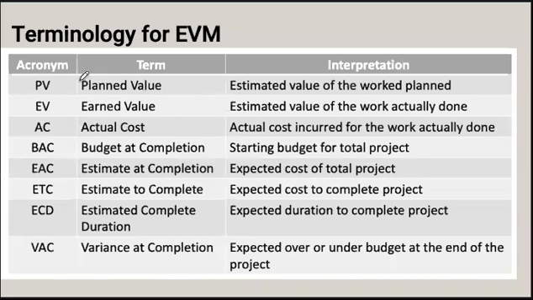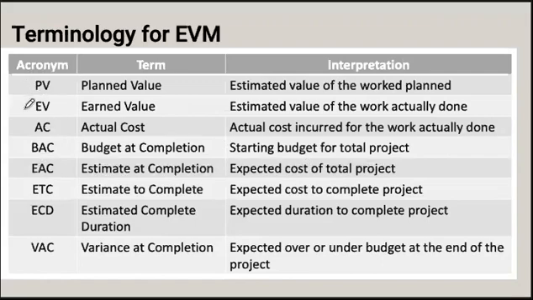So we're going to find the planned value, and the planned value is going to give us the estimated value of the work planned to date. So this is going to be some sum of money. We're going to find earned value. So we're going to estimate the value of the work actually done. Now we're going to have the actual cost. So that's already given. We're going to figure out what's the budget at completion of the project. So what's the total budget at the completion of the project?